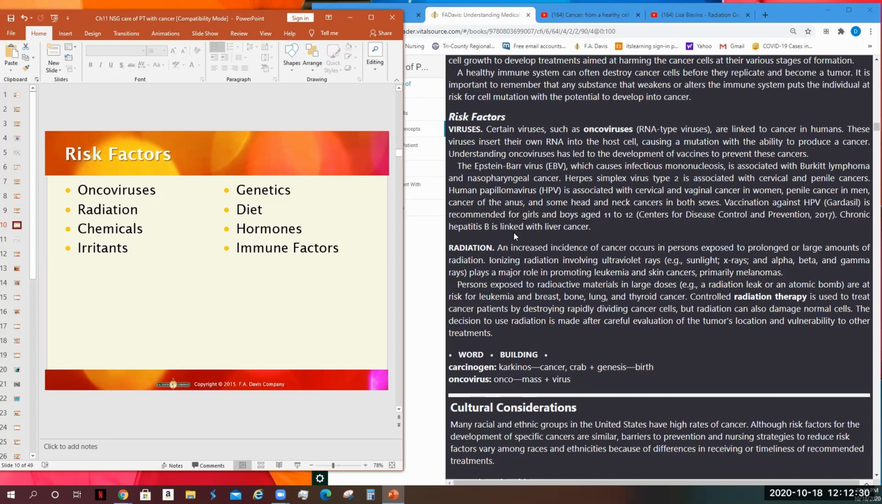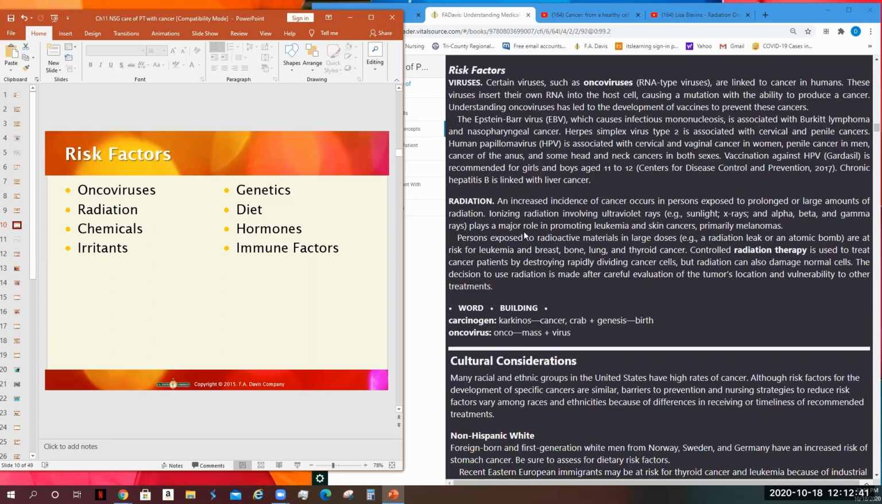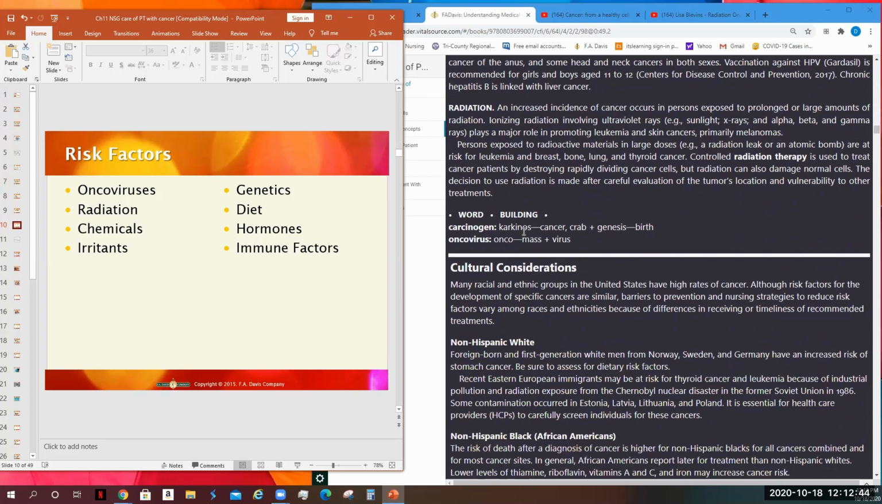Vaccination against HPV, Gardasil, is recommended for girls and boys aged 11 to 12. Chronic hepatitis B is linked with liver cancer.